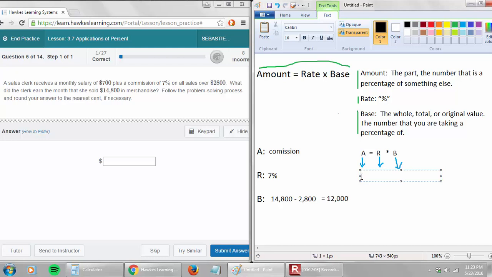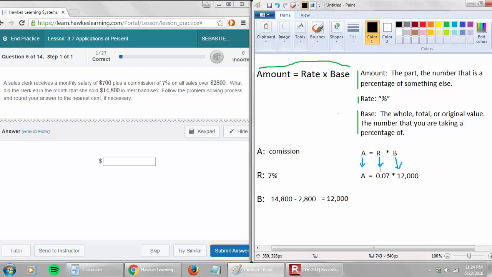So my A, I don't know, I'm going to leave it as the letter A. Bring down my equal sign, and those two things are super important. Please make sure you write the A equals, even though it seems like, hey, I don't need to do that. My rate, again, you need to change that percent to a decimal. Well, I'm assuming that you've watched the previous video and have practiced this or have read it in the textbook, so I'm not going to spend too much time on this, but 7% changed to a decimal should be 0.07, and then times my base, which we said was 12,000. So I just replaced R with the number that it's equal to, 7%, but I changed it to a decimal, and I replaced B with the 12,000 that we figured out.